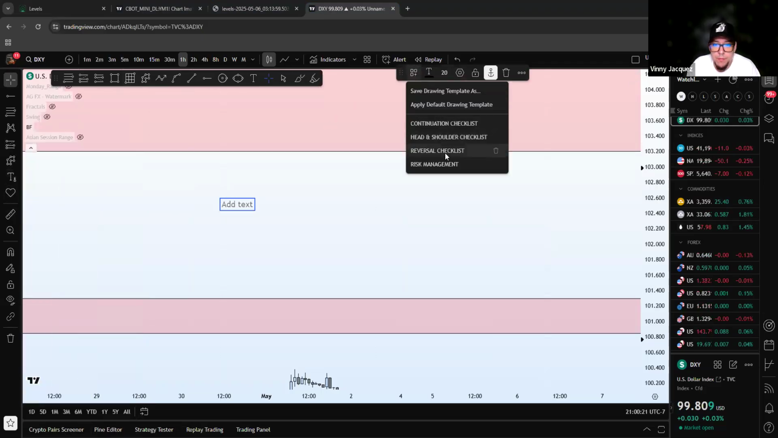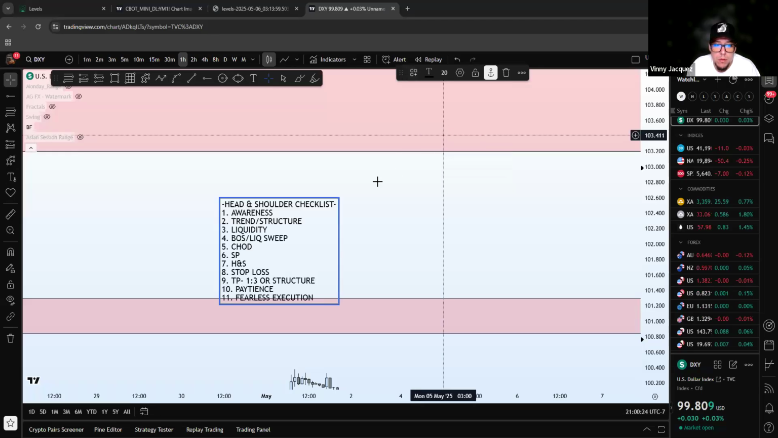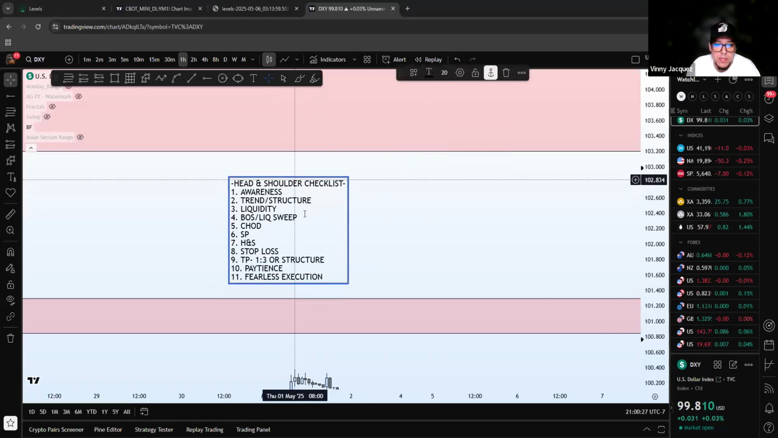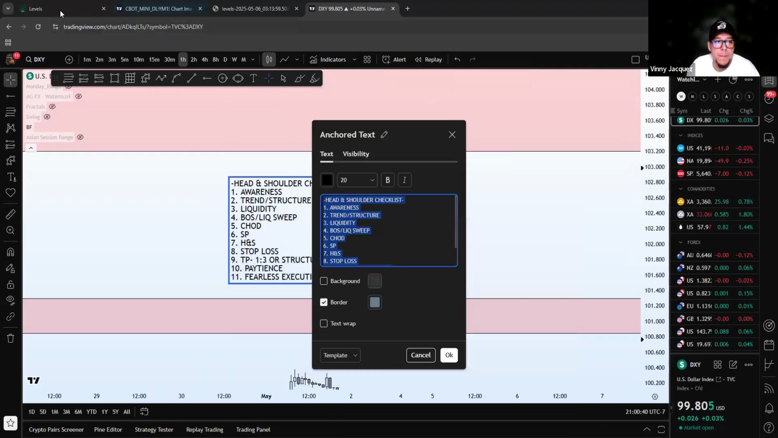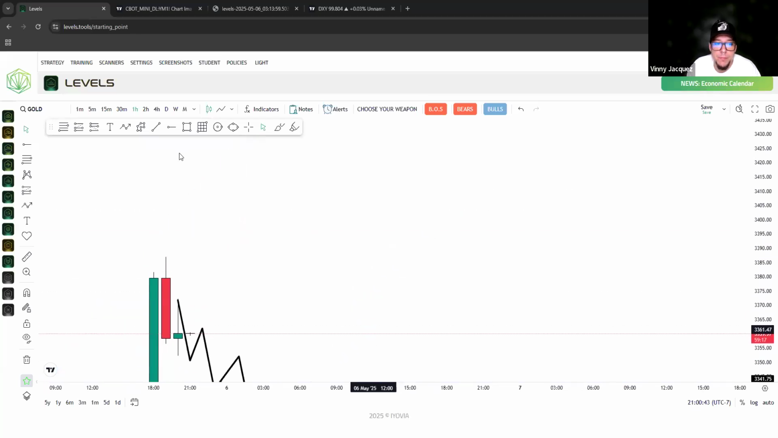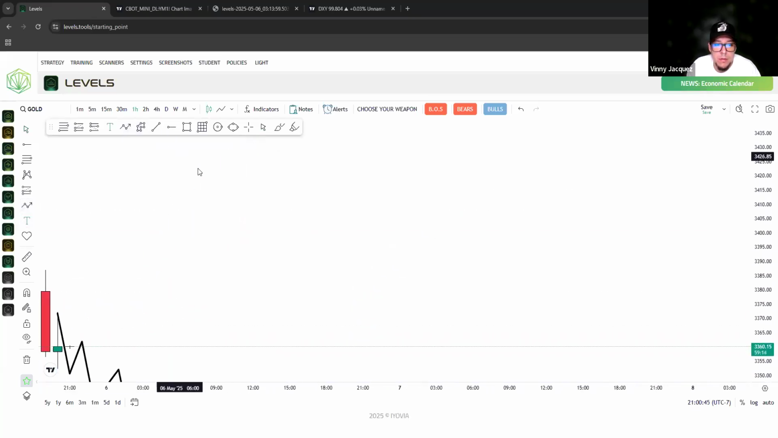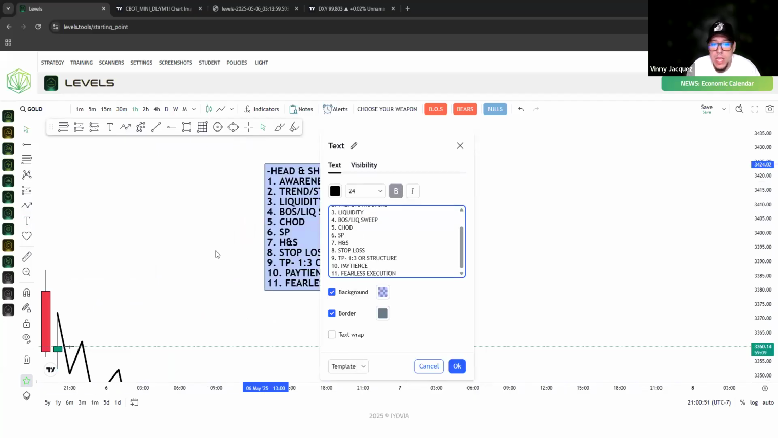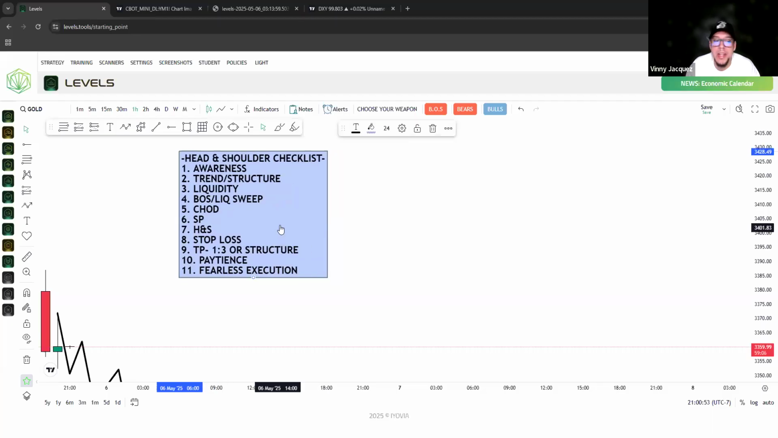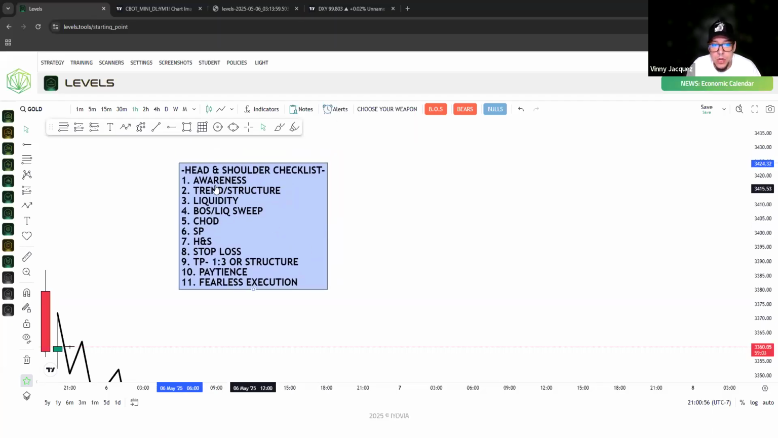Let's see. This is the one that's a bit more tedious. It's not four phases, right? But this is my head and shoulder confirmation checklist. Right now, if I break this down, let's go over here and break this down, because I don't like making things hard for you guys. Like, I really don't. If I don't like it hard for myself, I don't want to keep it hard for y'all. So, awareness, trend, and structure.